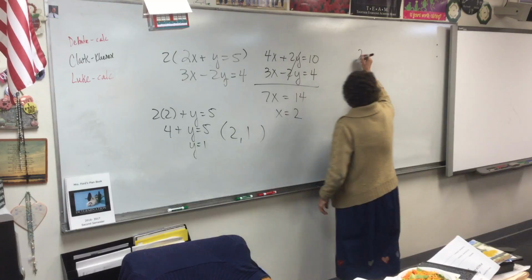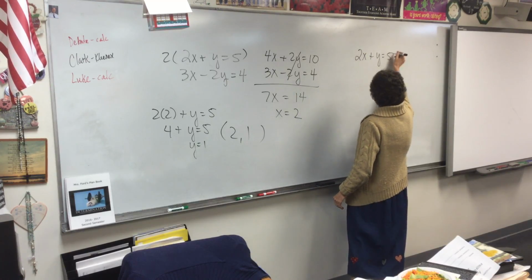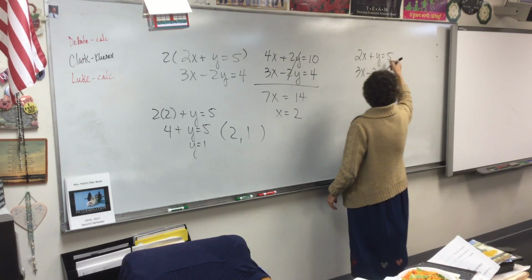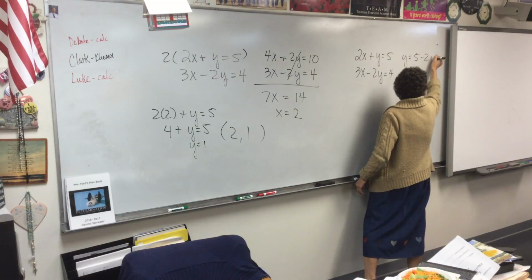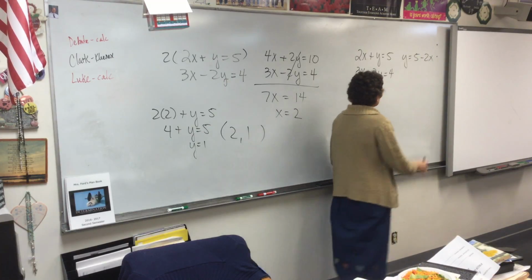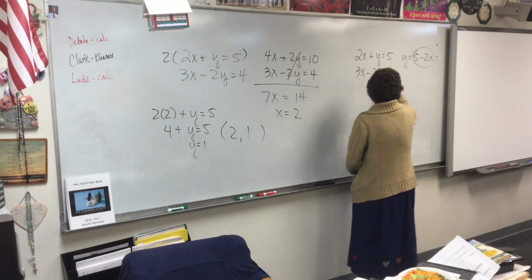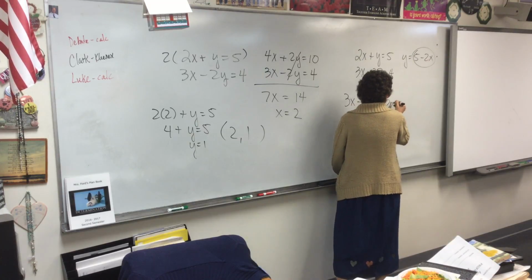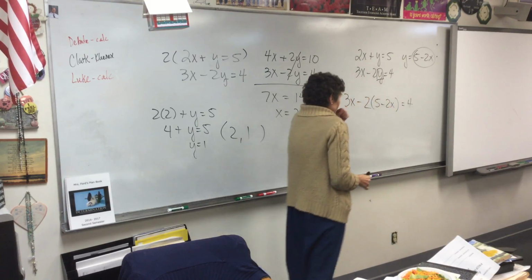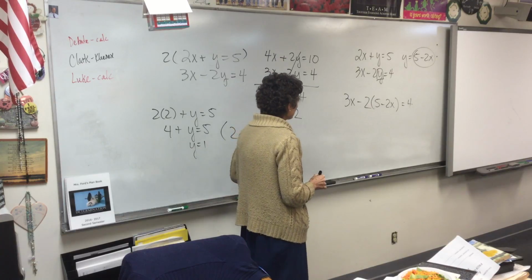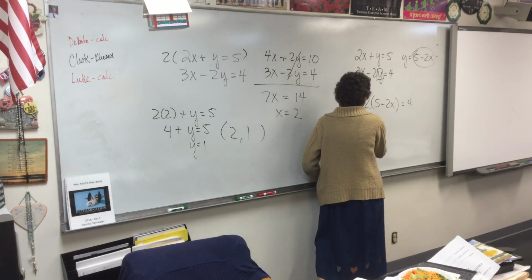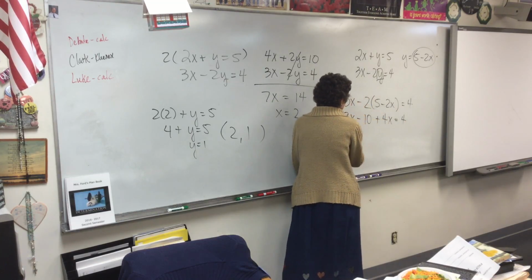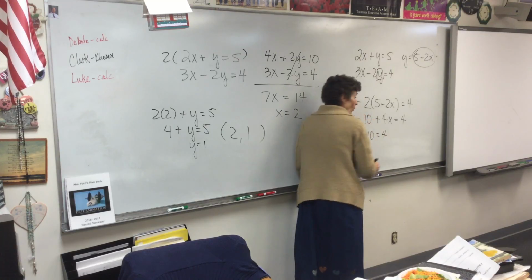Philip, you said you see substitution. So what are you going to do? You're going to subtract 2x. So y equals 5 minus 2x. And then you're going to take this and plug it in right here. So 3x minus 2 times 5 minus 2x equals 4. Excuse me. So we have 3x minus 10 plus 4x. Watch your arithmetic. So 7x minus 10 equals 4.